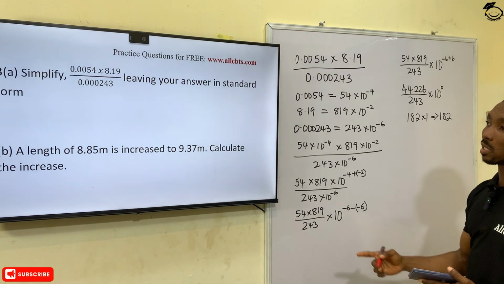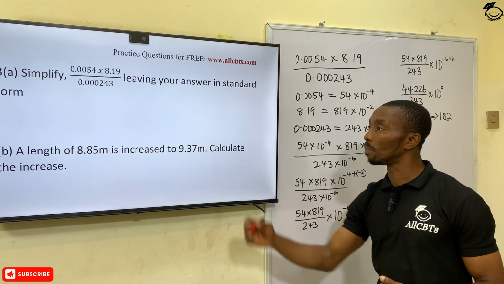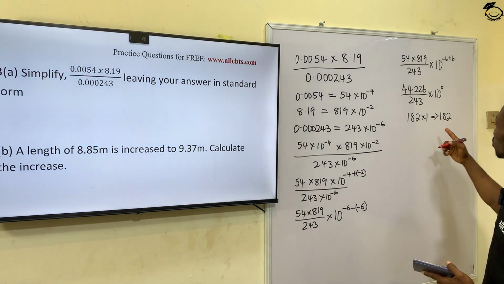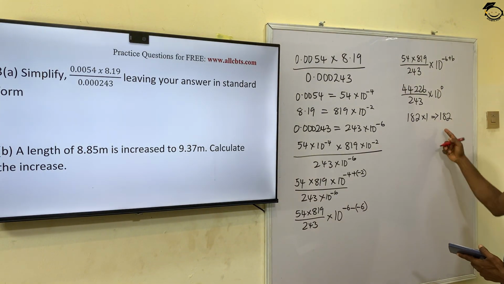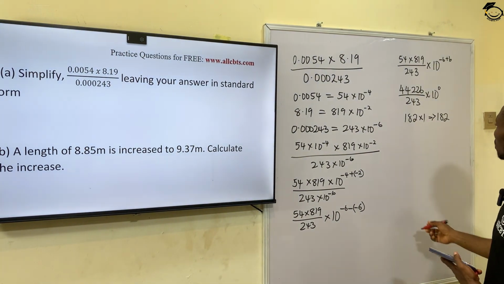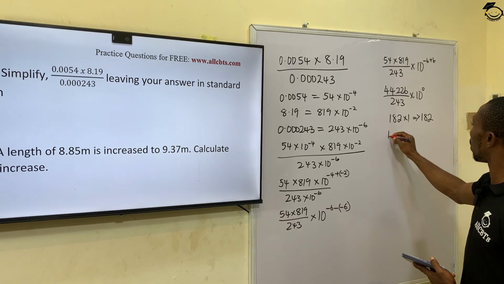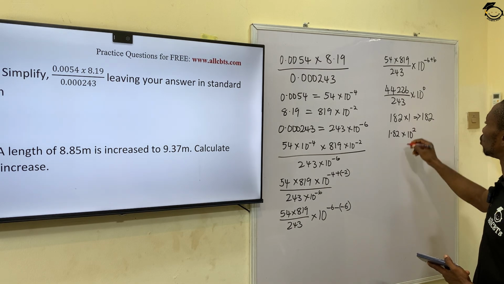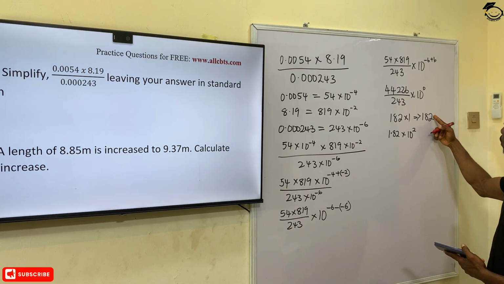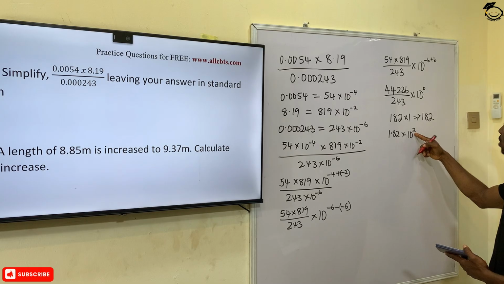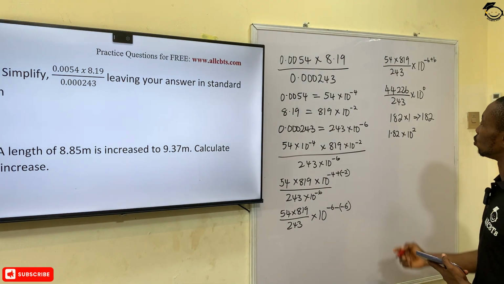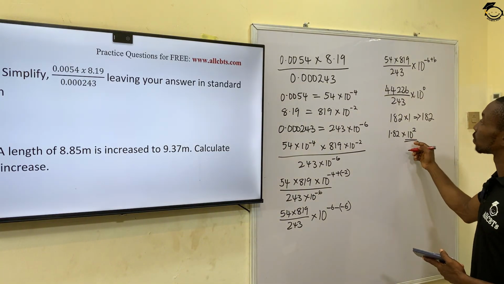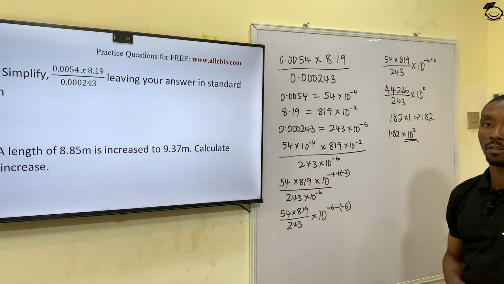Now, our question says, leave in standard form. For us to write this in standard form, our decimal point must be between our first and second non-zero digits. So this we have as 1.82 times 10 raised to power 2. Why? Because we are moving our point twice. So it will be 1.82 times 10 raised to power 2. So with this, we've solved this in standard form.